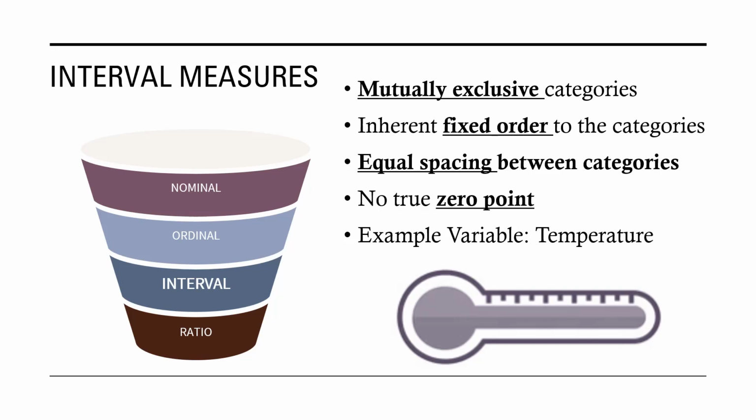However, interval stops there. What distinguishes it from the next level is that it doesn't have a true 0 point. So even though you can have 0 degrees Fahrenheit, that 0 is not a true 0 point because you can have a negative value associated with it. Okay, so interval level measures have equal spacing between categories, but no true 0 point.